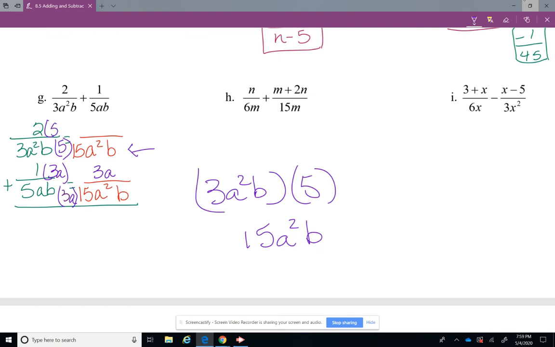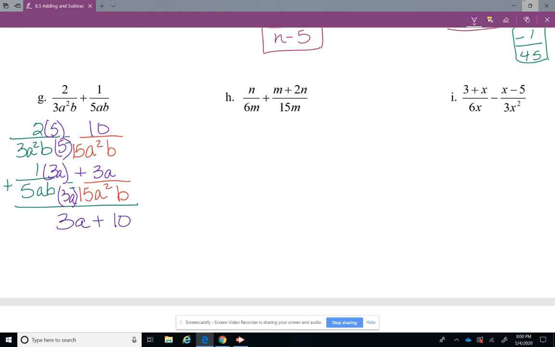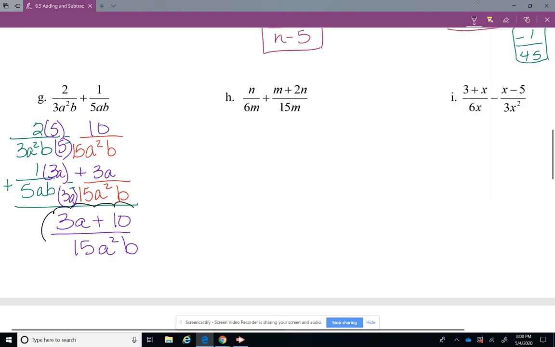All right, so now we've got to multiply the numerator times 5, so that's going to be 10. Now remember, these are both being added, so if you need to put the plus sign in front of the 3a to help you remember that, that's fine. All right, so I'm going to do 3a plus 10 instead of 10 plus 3a because I like my variables to go in front. And this is going to be over 15a squared b. And 3, 10, and 15 do not all share a common factor. So that is our final answer right there.